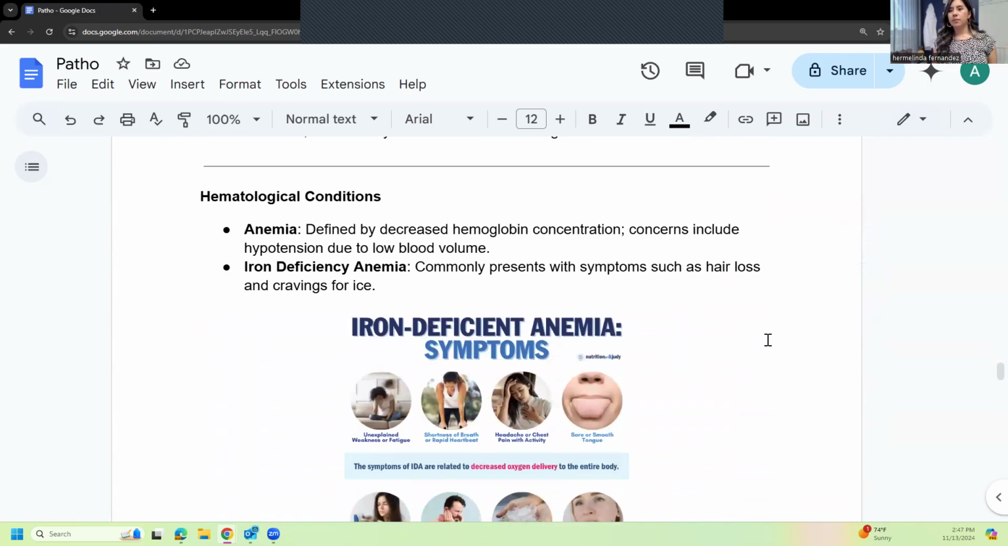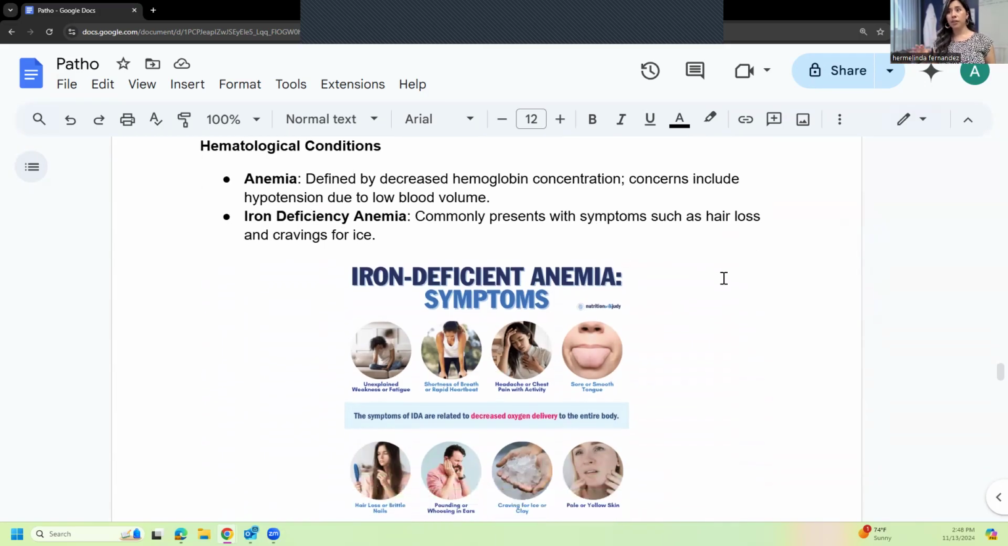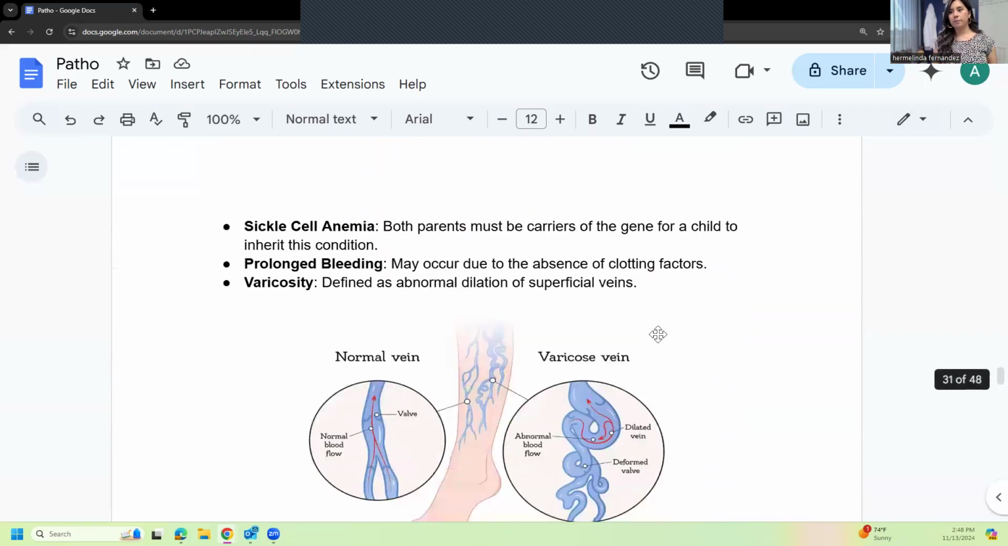Alrighty. Then we have anemia, which is defined by a decrease of hemoglobin concentration. This includes hypotension due to low blood volume. If you have a patient with anemia, one of the biggest things they're at risk for would be low blood pressure. Iron deficiency anemia commonly presents with hair loss or a craving for ice. So you have a patient who comes in chewing on ice and has hair loss. That would point in the direction of iron deficiency anemia.